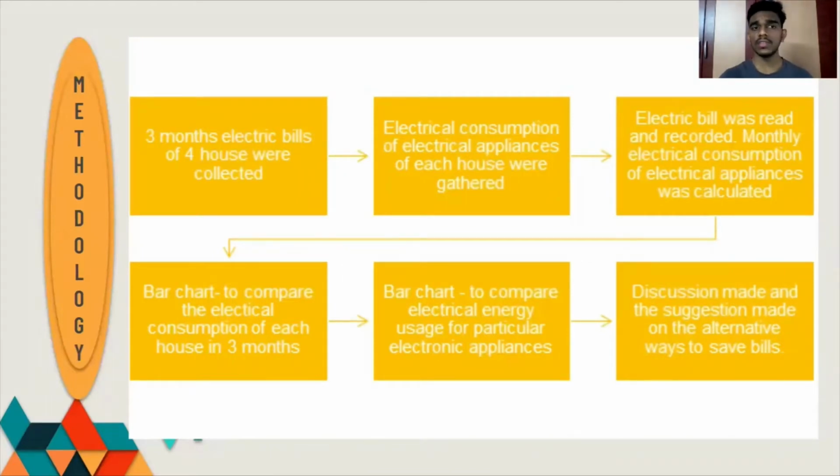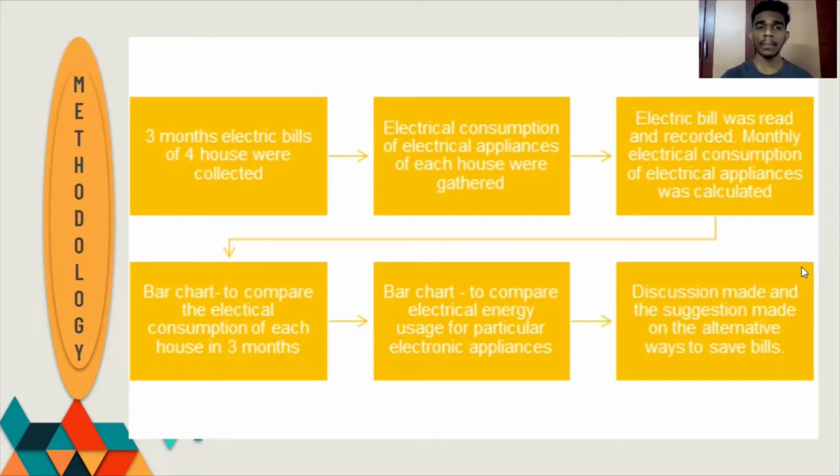These are the methodologies we used to conduct our mini project. Firstly, we collected 3 months of electricity bills from our 4 different houses, and then we also gathered the electric consumption of each electrical appliance of each house. We read and recorded the electrical bills of our homes, and the monthly electrical consumption of electric appliances was also calculated.